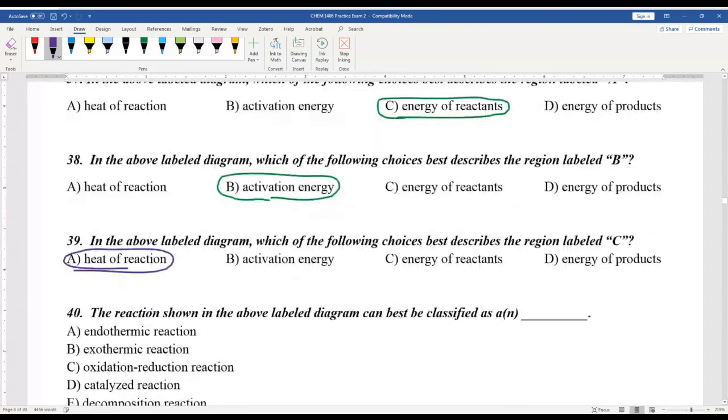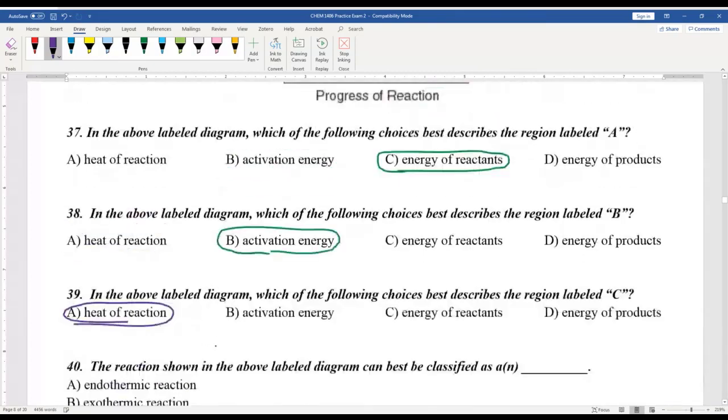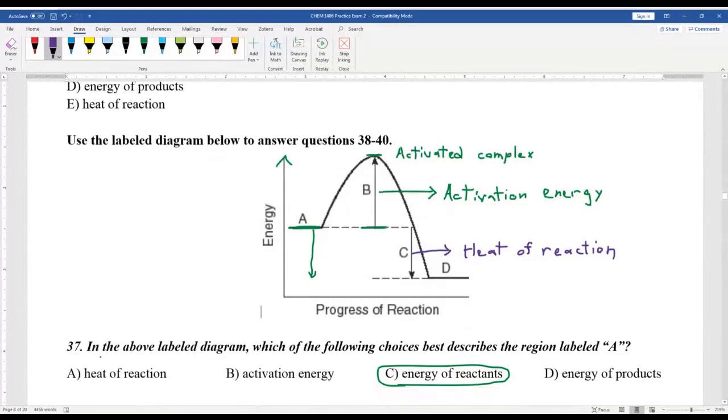And then as we described before, the reaction shown can best be classified as what? All these other ones, you couldn't really tell if it's an oxidation reaction, reduction reaction, or a decomposition reaction just by looking at it. So these are not valid. A catalyzed reaction would also be a little hard to tell just by looking at it. It really leaves you with two viable answer choices, endothermic versus exothermic. If your energy goes down, that means heat is released, which means it's an exothermic reaction.